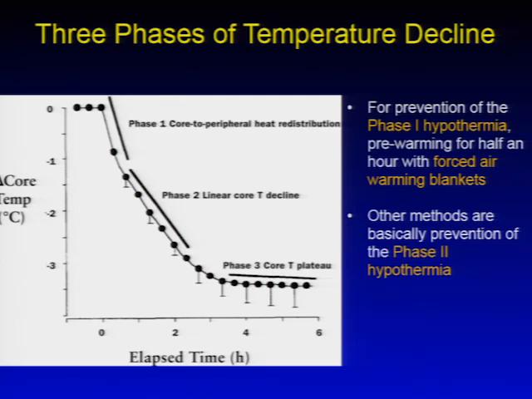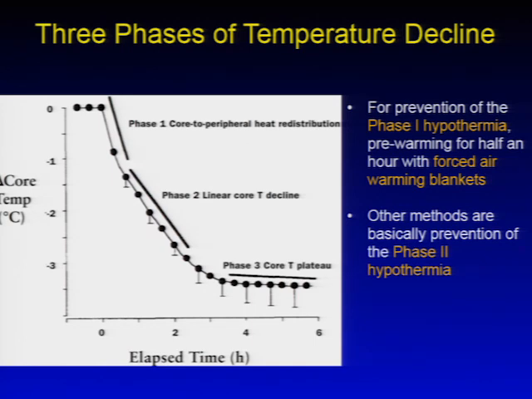It is important to understand the three phases of temperature decline if we do not use any temperature device. Phase 1 is redistribution. Phase 2 is actual loss of energy from the body. And then as time passes, you will see phase 3, where the core temperature plateaus. This is the condition where the generation of heat in the body and the dissipation of heat from the body to the environment reach equilibrium.